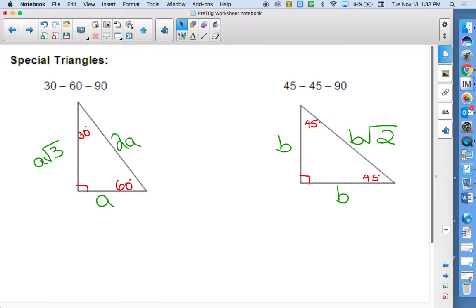So believe it or not, after you do the worksheet, you'll have them memorized. Because you'll do it a couple of times, it'll go back in that memory bank. So we are going to find the lengths of the sides. If you're given one side, you can find the other two by using one of these patterns, if it's one of these special triangles. If it's not, then you have to use the Pythagorean theorem or sine, cosine, tangent.